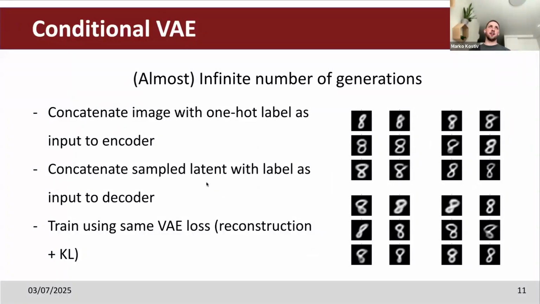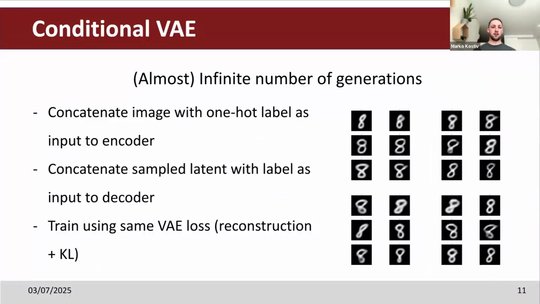And for this, we introduce the conditional variational encoder. So the idea is that now we can generate an infinite amount of eights, and you do that by concatenating the image with the one-hot label as input to the encoder. We'll do that in the practice. And we concatenate the sampled latent with the label as input to the decoder. So during the training, we can use the encoder to learn to embed these one-hot encoded labels into the latent space. And then through the reconstruction, we concatenate the one-hot encoded labels with the latents and pass them through the decoder.